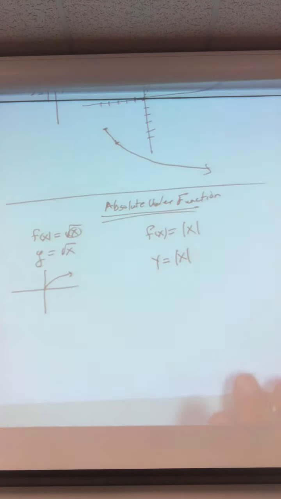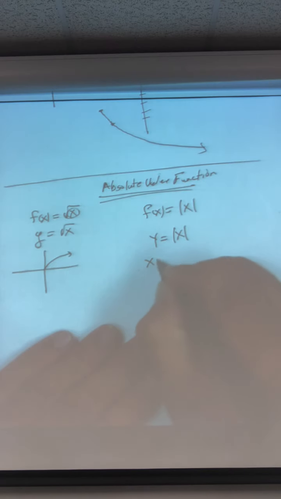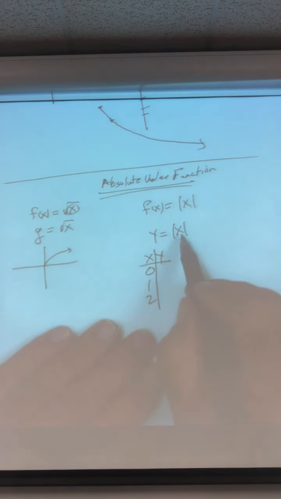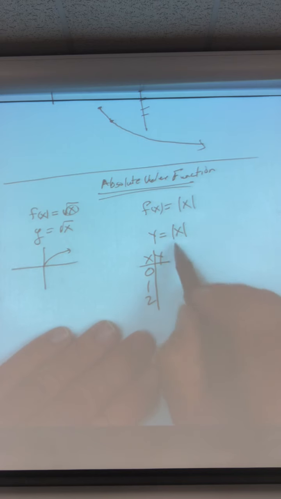Okay, now let's make an XY chart. Okay, so I'm going to plug in 0, 1, and 2. So if I let x be 0, absolute value of 0 is 0. If I let x be 1, absolute value of 1 is 1. If I let x be 2, the absolute value of 2 is 2.